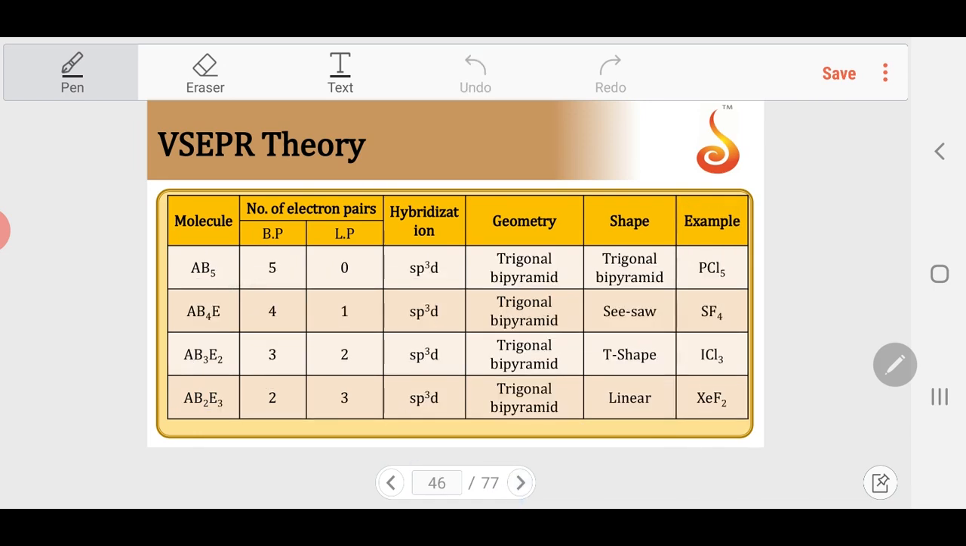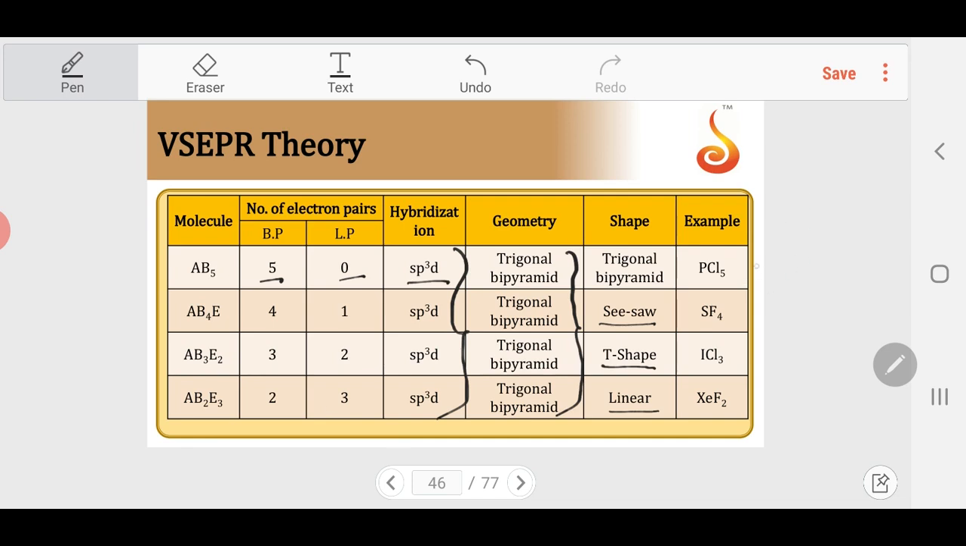AB5, 5 bond pair, 0 lone pair, so sp3d. Trigonal bipyramidal geometry is possible for 4 types of molecule. One lone pair will make the shape seesaw, 2 lone pair will make the shape T-shape, and 3 lone pair will make the shape linear. So shapes are different, geometry will remain the same. In all the cases the hybridization is sp3d.